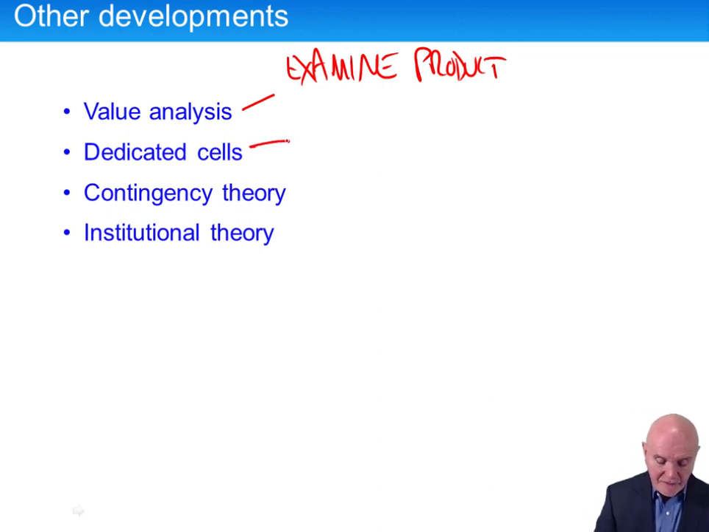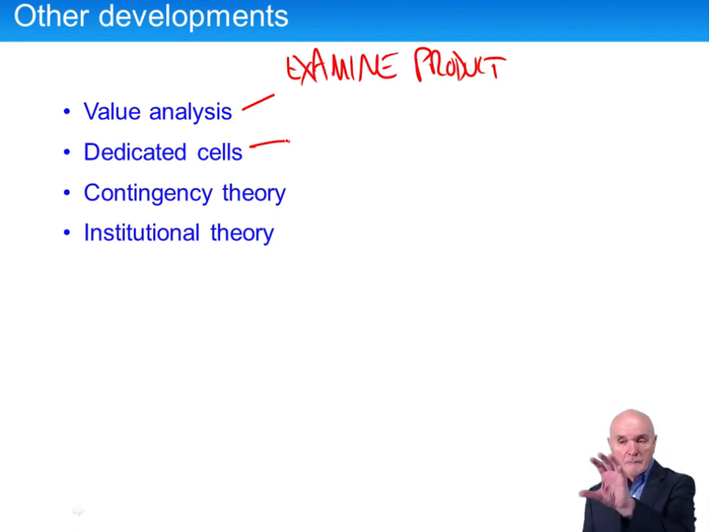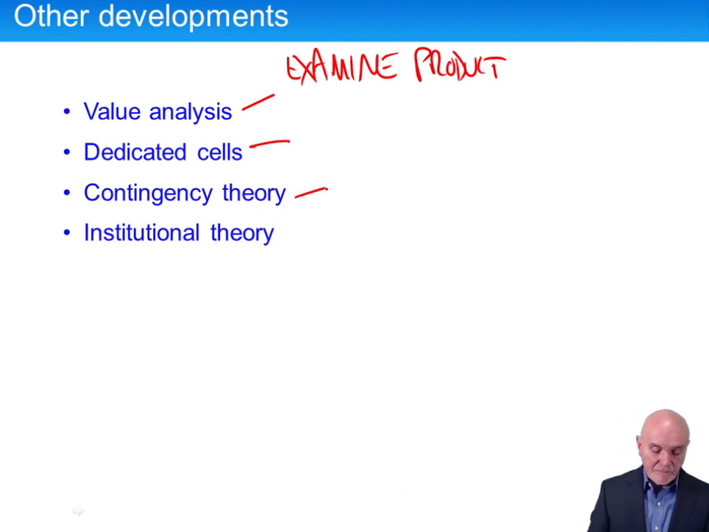A dedicated cell is basically, instead of a production line where you have a product going before a number of people in series, everybody doing just a little bit of construction on that product, the product sits there, and you have a team of people who are operating on it. Contingency theory simply says there is no right way to manage. And that's really all there is to say.